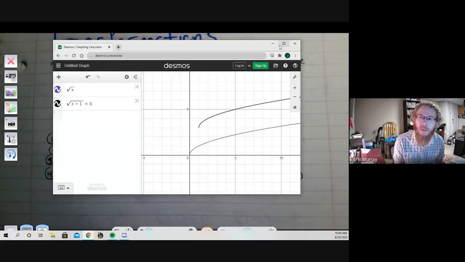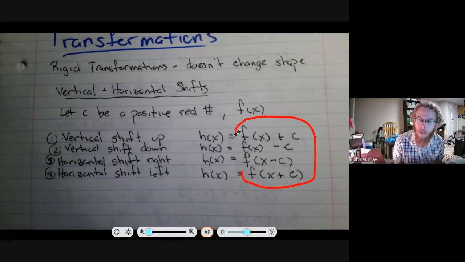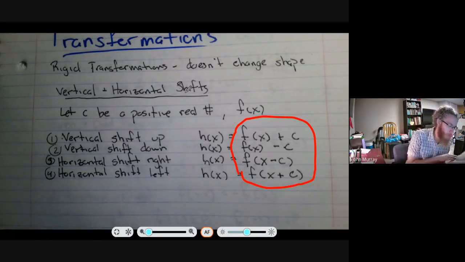Okay, so there's 2 ways you can do it. You can do it in the actual equation like this, or you can show it in function notation like we have over here. All right, so that is our vertical and horizontal shift.